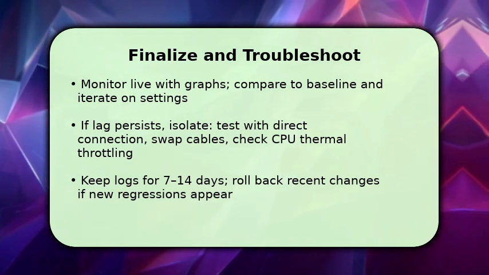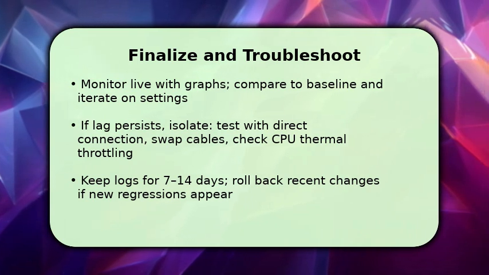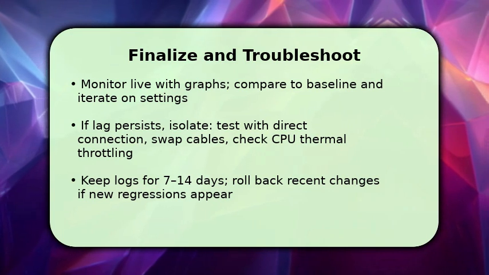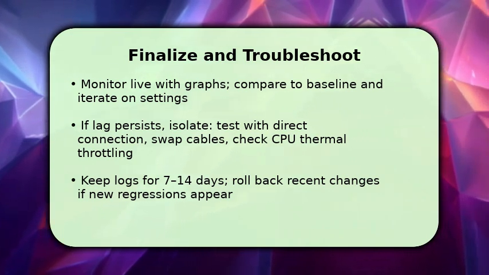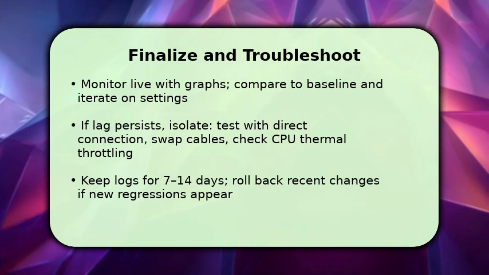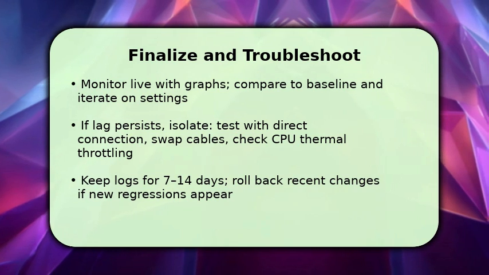If lag still appears, isolate the issue. Test with a direct connection to the host, replace suspect cables, and verify the CPU is not thermal throttling. Make sure you keep logs for a week or two to spot patterns. If a recent change caused regressions, roll it back and reapply tweaks more conservatively to avoid reintroducing lag.